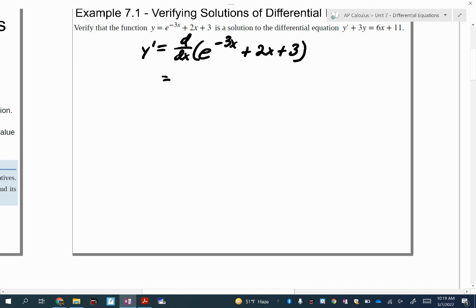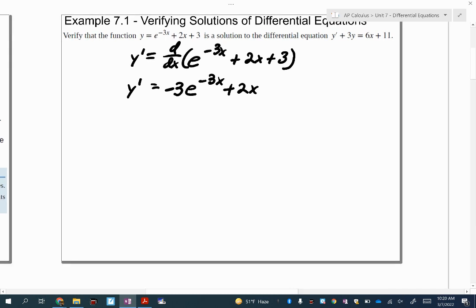If you remember from the first semester, when you take a derivative of the natural exponential function, you just copy it down, so e to the negative 3x power. But then you also need to do the derivative of the exponent, and the derivative of negative 3x is negative 3. The derivative of 2x is 2, and the derivative of 3 would just be 0. So this is my y prime.